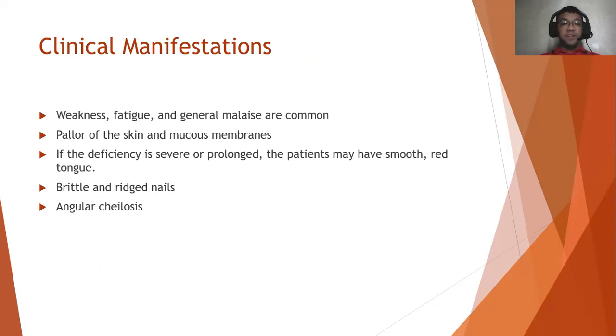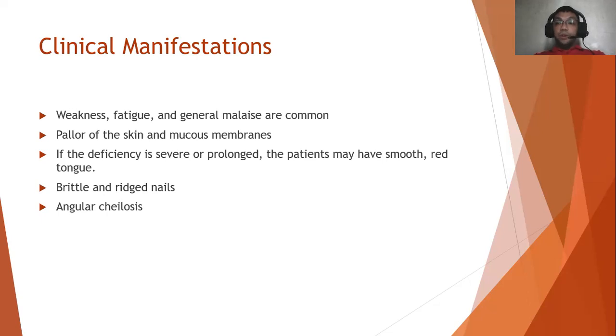So, what are the clinical manifestations? Since iron is deficient, the oxygen which should bind with the iron component of the hemoglobin is reduced. So the oxygen carrying capacity of the blood is diminished if there's lesser iron. So if there's lesser iron, lesser oxygen is delivered, making the patient feel weak, feel too tired, or have fatigue, and they are going to feel general malaise. So these are common signs or symptoms of having IDA.